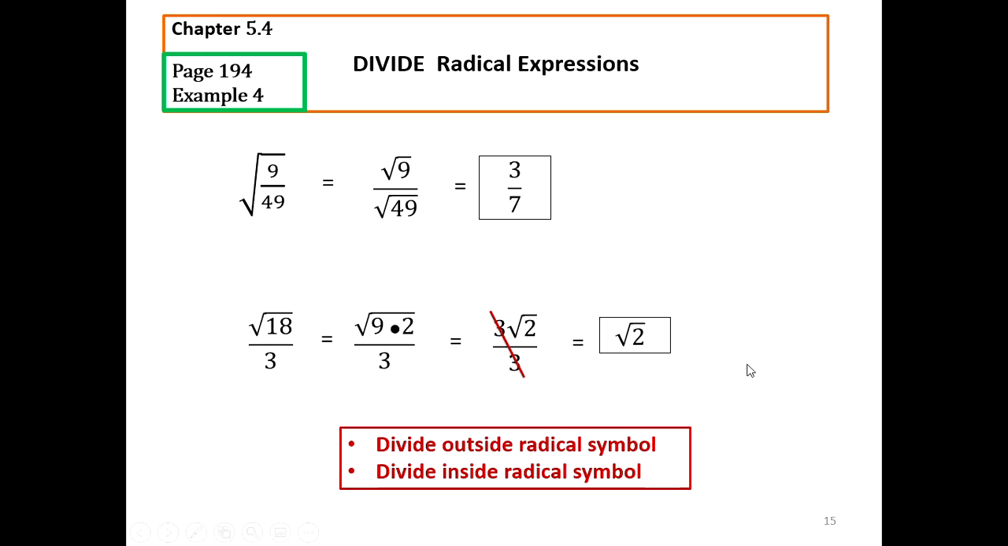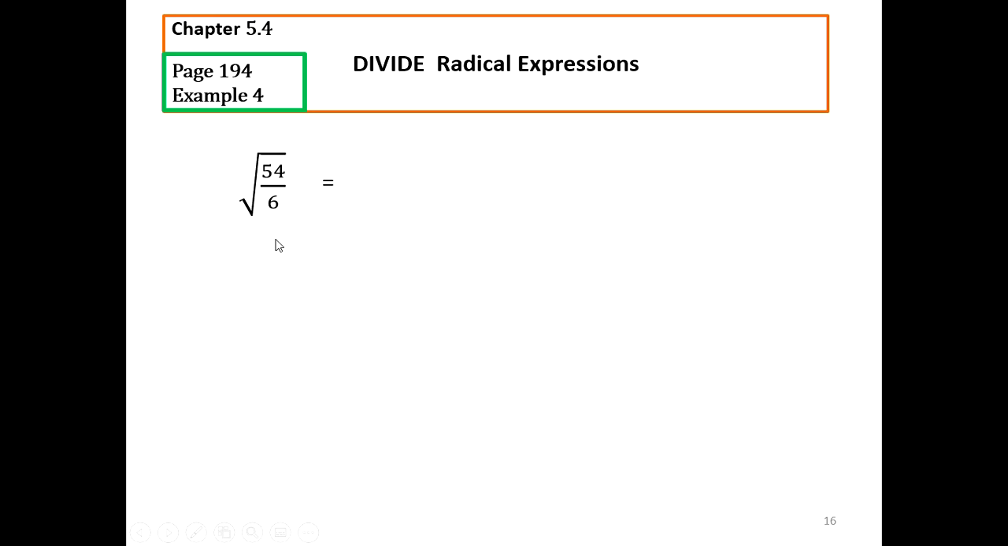On to the next. Square root of 54 over 6. We separated them out. We factored. 9 times 6 is 54. 9 is the perfect square. So we get 3 square root of 6 over square root of 6. And they cancel. And the answer is 3.